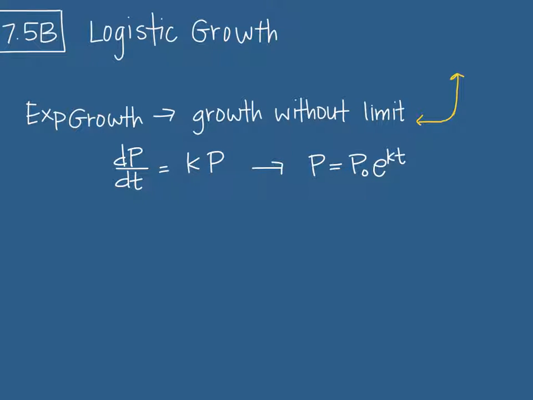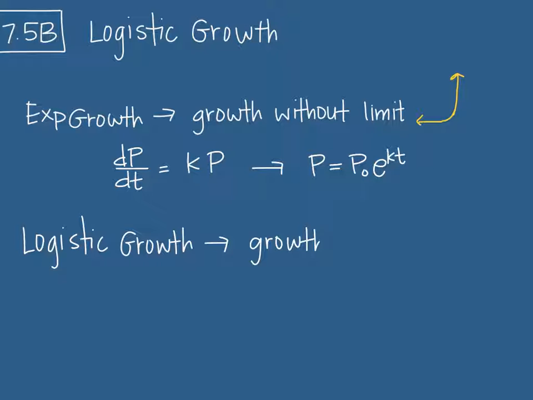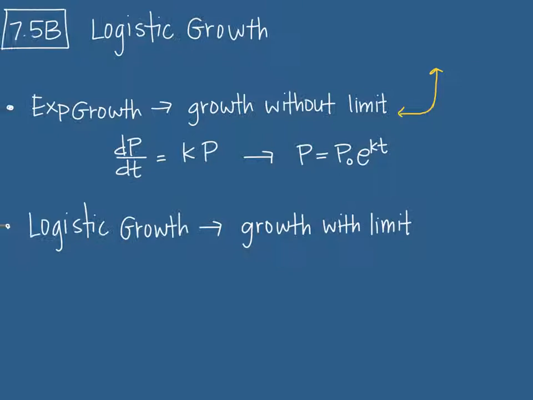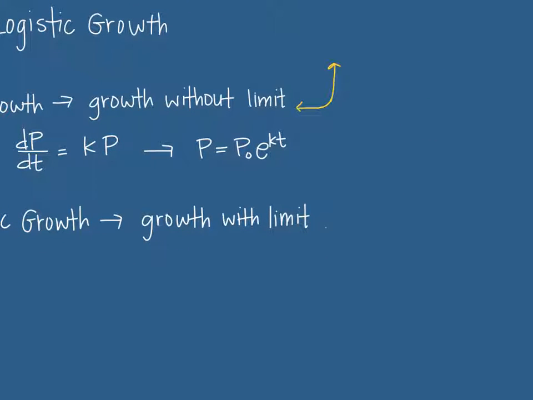The other kind of growth is what we're going to talk about today, which is called logistic growth. So what's the difference? Do you guys know? Yeah, growth with a limit. It starts out behaving like an exponential function, with a slow rate of growth and then an explosive rate of growth, and then eventually it reaches its ceiling or its maximum and it won't go any further.